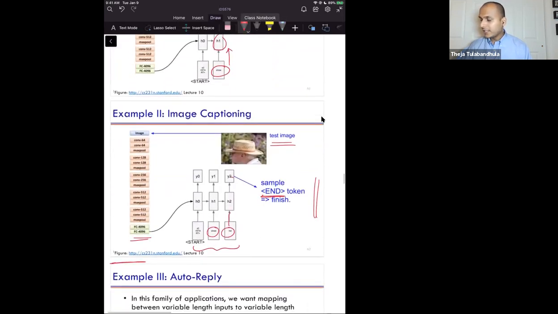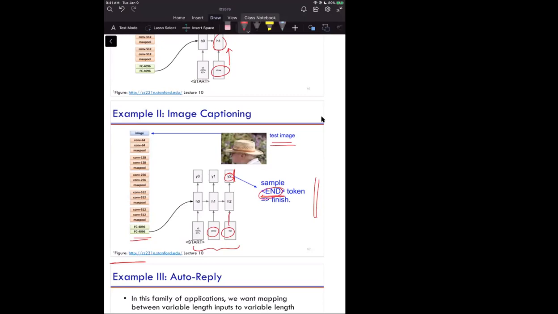Hopefully at some point you're going to get a probability distribution over your vocabulary where most of the mass is on the end token. If you sample the end token, you stop. That's when your caption finishes for a test example. So any questions at this point? This is just a recap from last time.